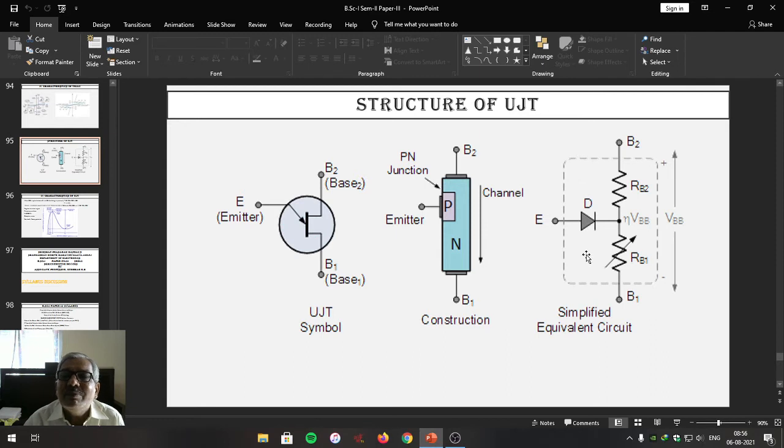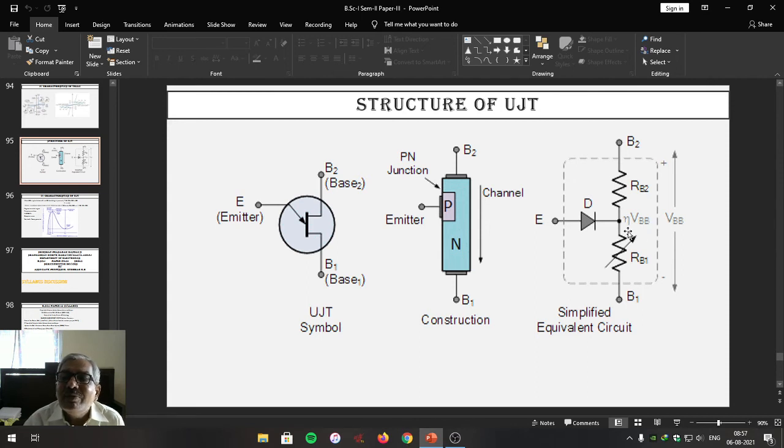Naturally, we can say no doubt the PN junction is forward biased, but we know that as per the property of the diode, externally applied voltage should reach the junction potential, and that junction potential is given as Vj equals eta into VBB. VBB is the supply voltage which we have applied. If it is, say, 10 volt, then we will take VBB as 10 volt.